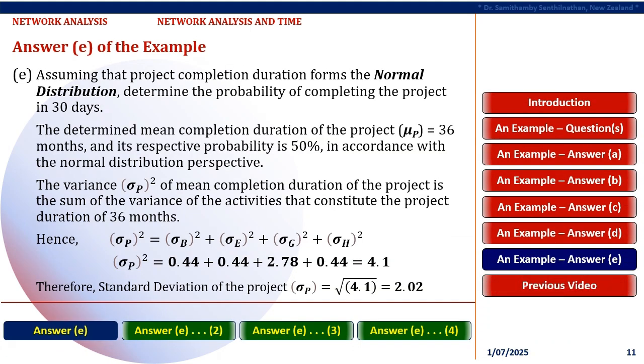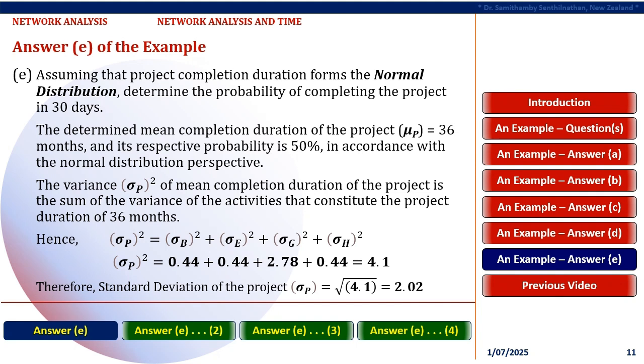Question E. Assuming that project completion duration forms the normal distribution, determine the probability of completing the project in 30 days. Answer E. The determined mean completion duration of the project, μP, equals 36 months, and its respective probability is 50%, in accordance with the normal distribution perspective.